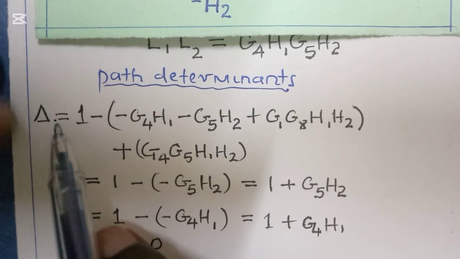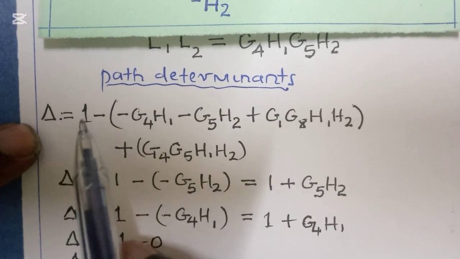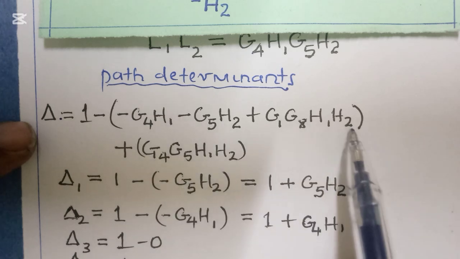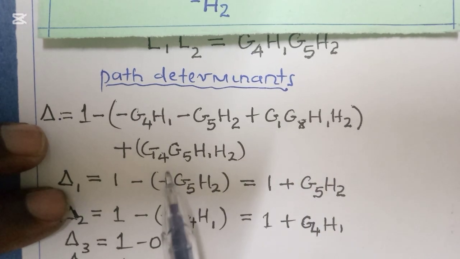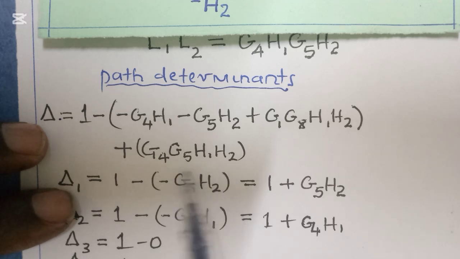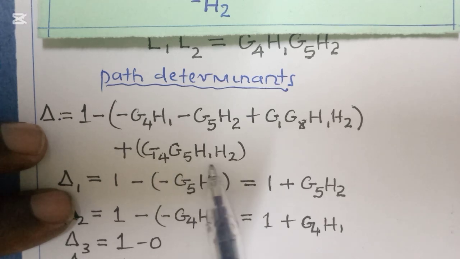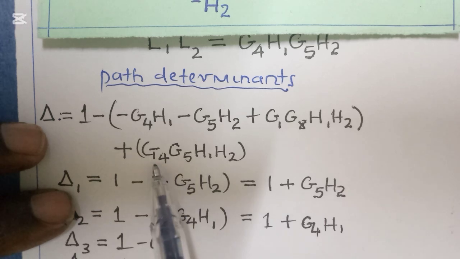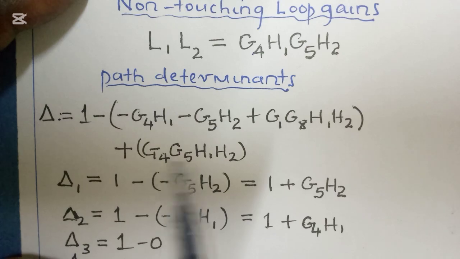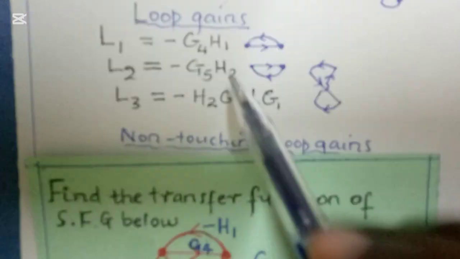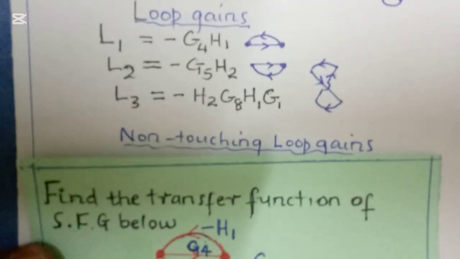We have the delta, which is 1 minus all the loop gains. That is, the summation of the loop gains plus the non-touching loop gains taken two at a time. That is the product of the non-touching loop gains. And we have these two. That is for L1 and L2. You check L1, guys. This is L1 and L2. You multiply that. Those two are non-touching loop gains.